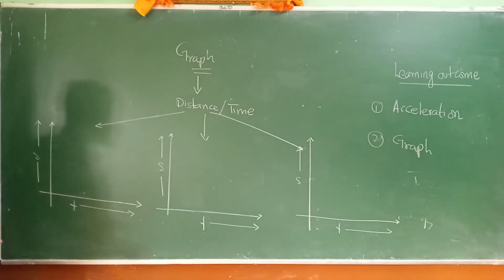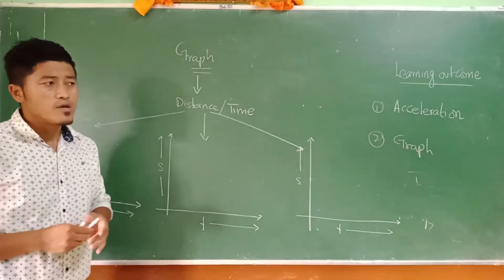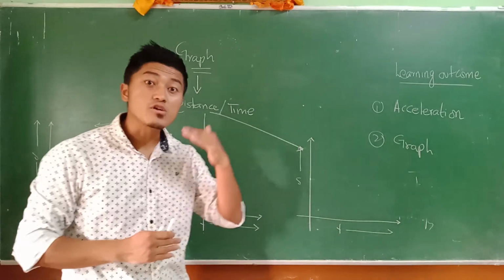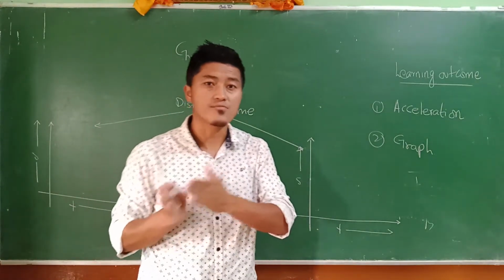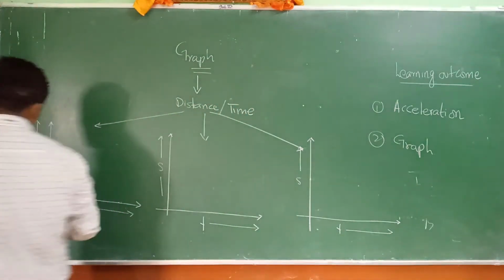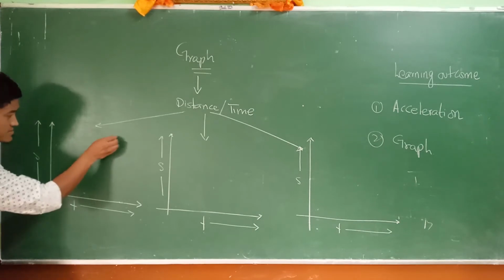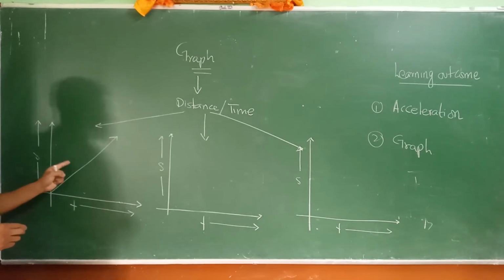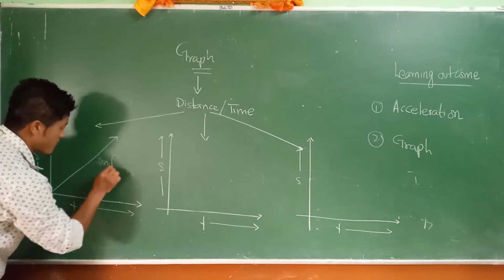If any kind of object, for example on a straight highway, covers an equal amount of distance in an equal interval of time, that means we are talking about uniform motion. If any object covers equal distance in equal intervals of time, we are going to get a graph like this. That is a straight line graph, which we call the uniform speed graph.